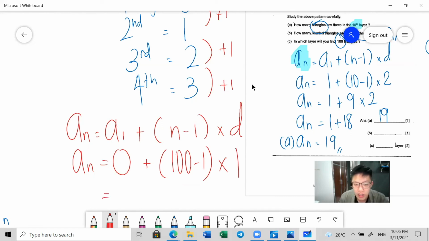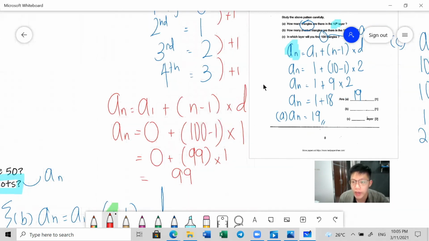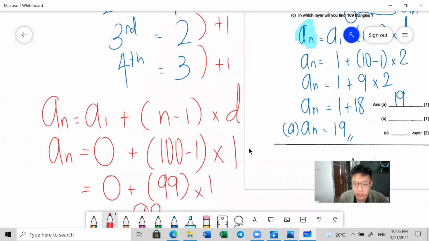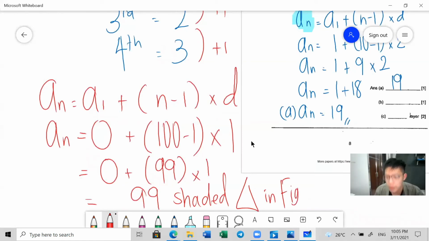In that case, 0 plus, solve whatever is inside the bracket first, which is 99 times 1. So 99 times 1, what's your answer? Your answer must be 99. Therefore, the answer for B is 99 shaded triangles in figure 100. I'm going to write it down: 99 shaded triangles in figure 100.